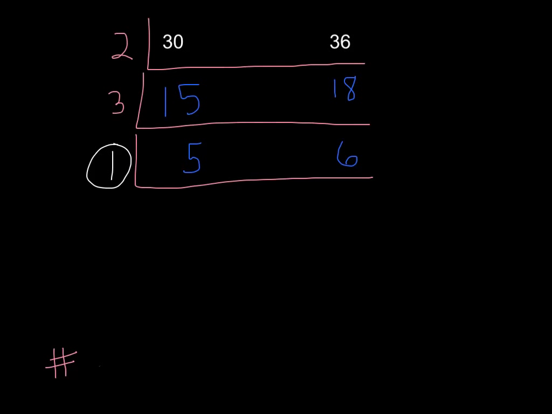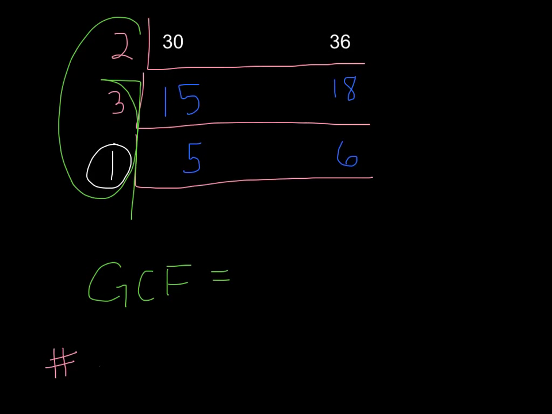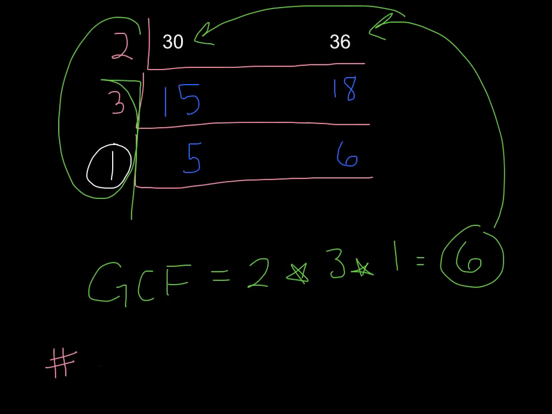So now I'm going to have my nice big G here. So my GCF of 30 and 36 is 2 times 3 times 1, or 6. So 6 again is the biggest number that goes into both 36 and 30.